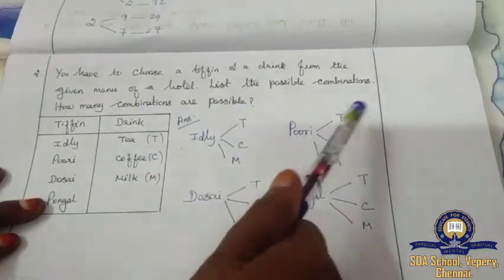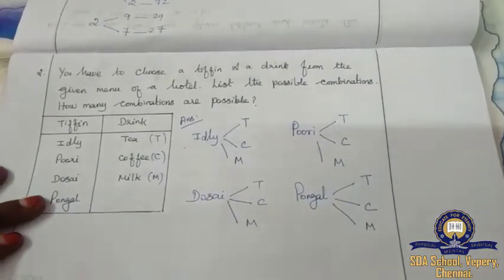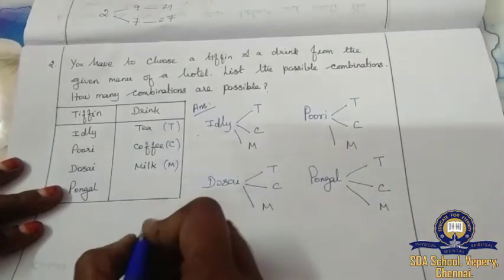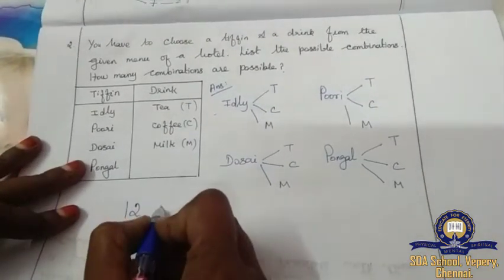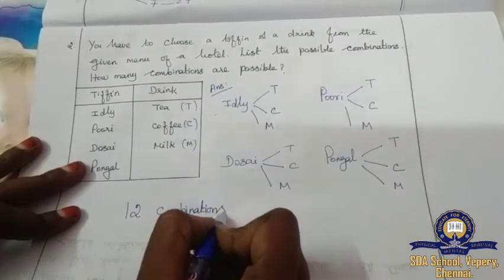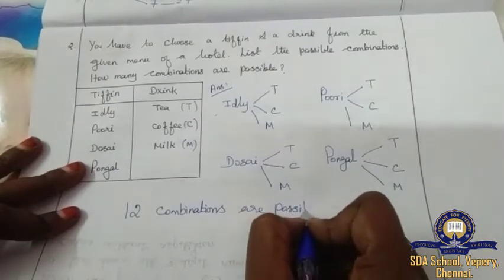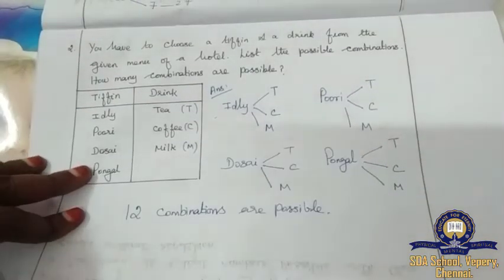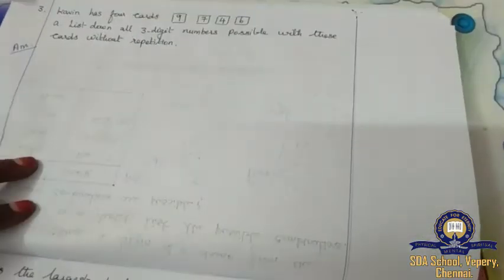So the question is how many combinations are possible? 1, 2, 3, 4, 5, 6, 7, 8, 9, 10, 11, 12. So 12 combinations are possible. Okay, so next question.